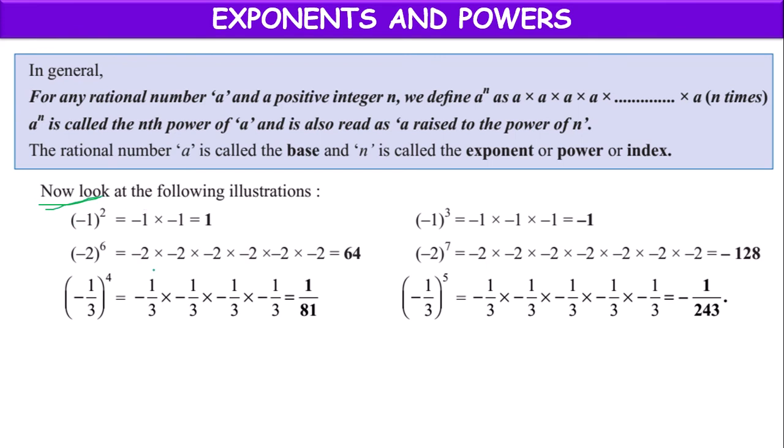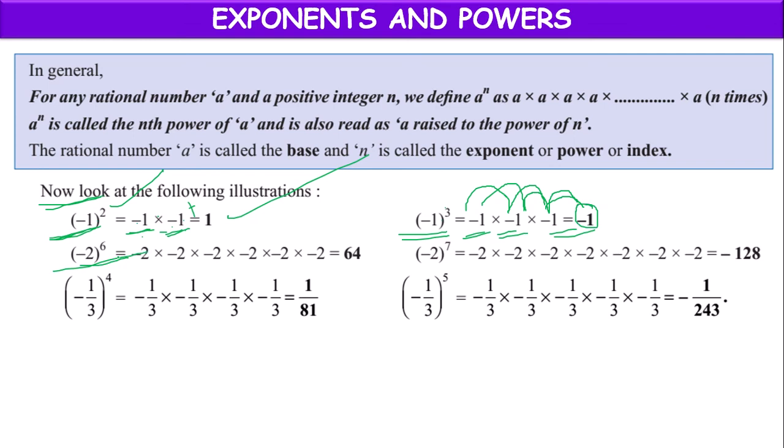Now look at the illustration, children. Minus 1 whole square means minus 1 with the same number multiplied 2 times. Minus 1 into minus 1. Minus into minus plus, 1 into 1, 1. So the answer is plus 1. Minus 1 whole cube: minus 1 into minus 1 into minus 1. Minus into minus plus, plus into minus minus. 1 into 1, 1. So the answer is minus 1.